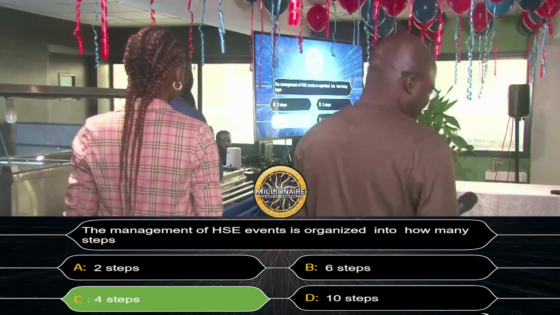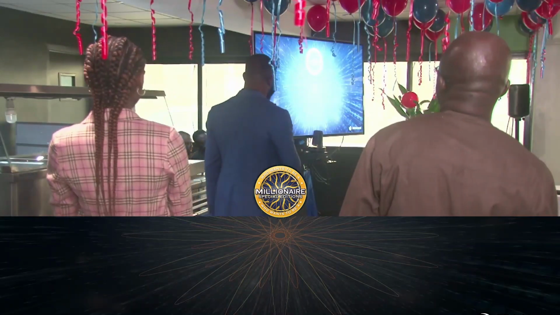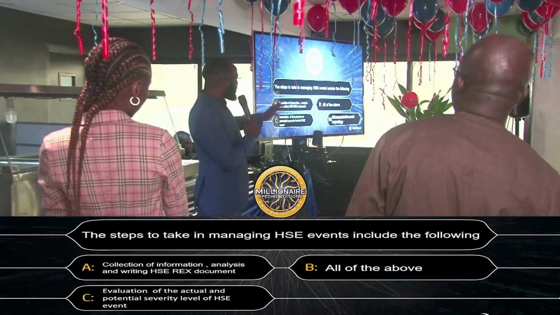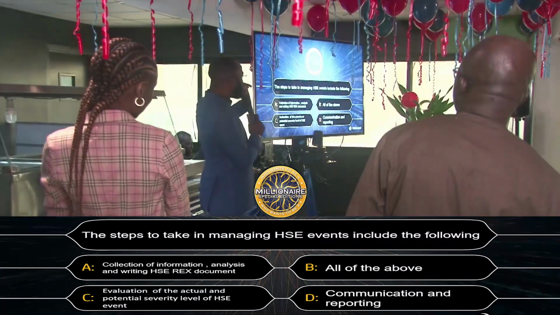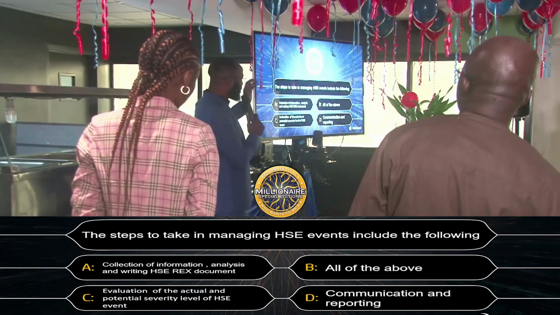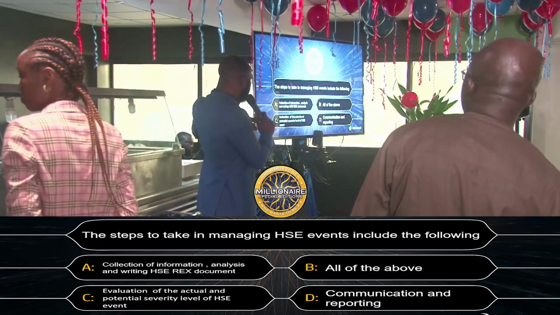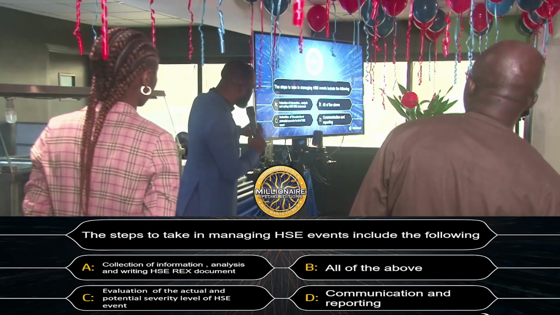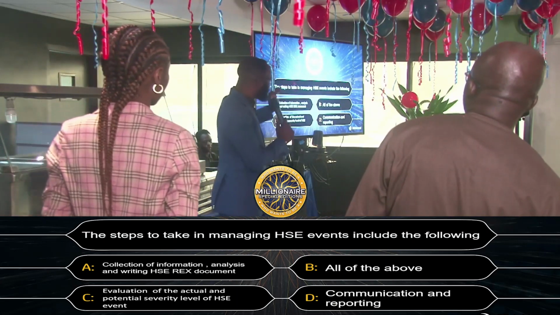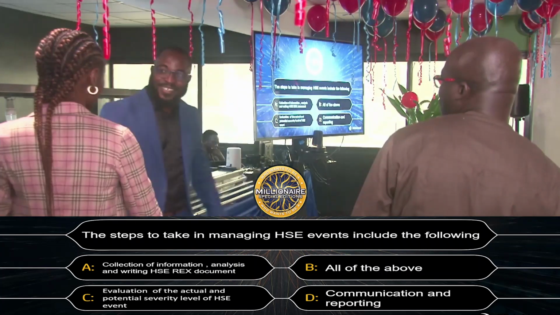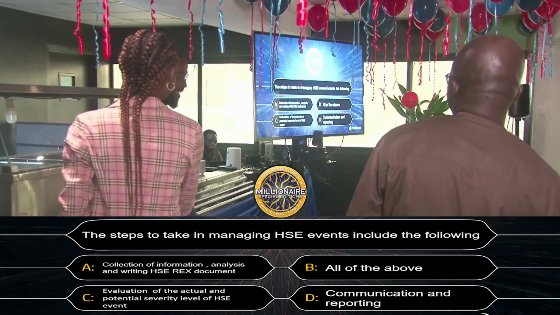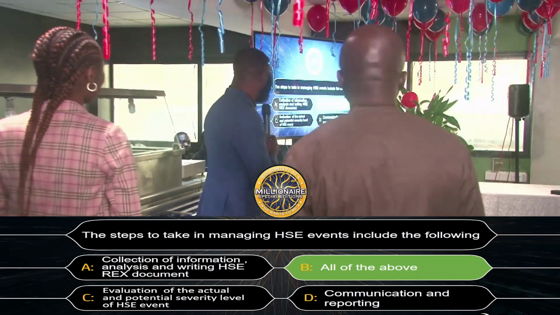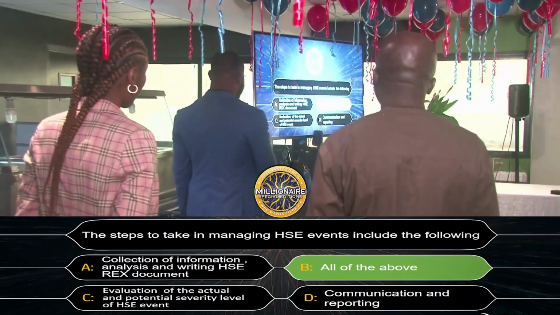Okay, next question. The steps to take in managing HSE events are the following: A, collection of information and writing REX documents. C, evaluation of the actual and potential severity level of HSE events. D, communication and reporting. All of the above. Okay, let's see. Correct. So, I'll be going to you next. Next question, please.